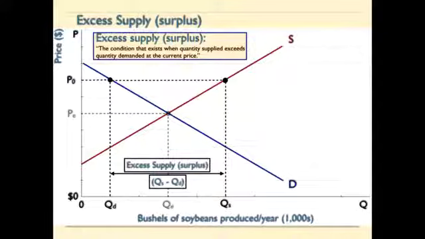So let's say we migrate down to this equilibrium price. There's no incentive to raise the price, because if you raise the price, you're going to have a surplus. And if you lower the price, you're going to have a shortage. So then you're going to just migrate back towards that equilibrium price.